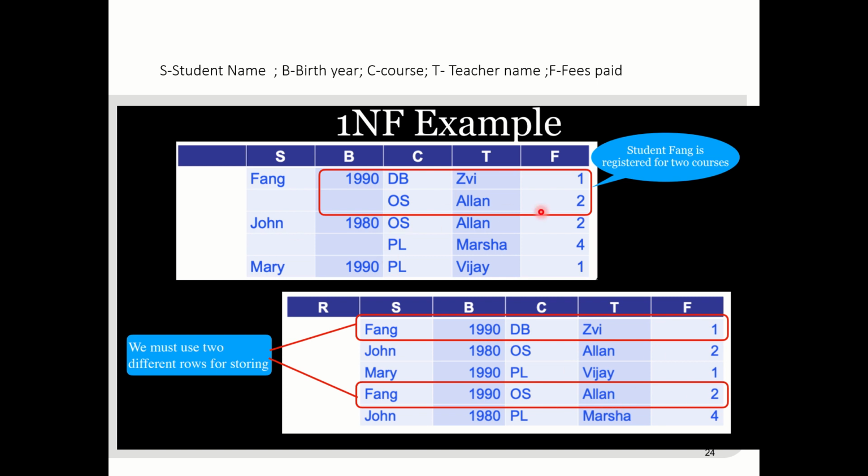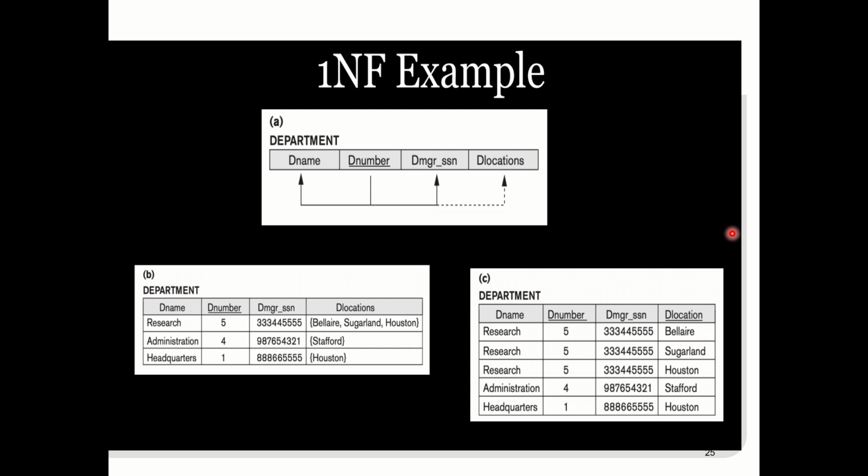How will you split this particular table? Yes, John 1980 OS Allen 2 and John 1980 PL Marsha 4. So you are splitting this multi-valued attribute into separate records, so that in one particular cell you don't have multiple values coming in. This is one way you could convert your multi-valued attributes into separate records.